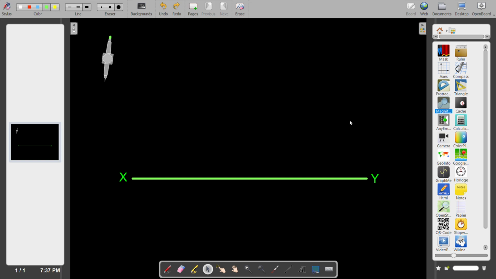Dear audience, welcome back. Today we are going to learn how to divide a line segment into 5 equal parts. On the screen, we can see a line segment XY. It is required to divide it into 5 equal parts.